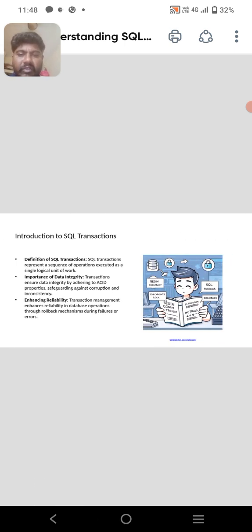The introduction to SQL transactions. The definition of an SQL transaction: it represents a sequence of operations executed as a single logical unit of work. On the importance of data integrity: a transaction ensures data integrity by adhering to ACID properties, safeguarding against corruption and inconsistency and enhancing reliability. Transaction management enhances reliability in database operations through a rollback mechanism during failures or errors.